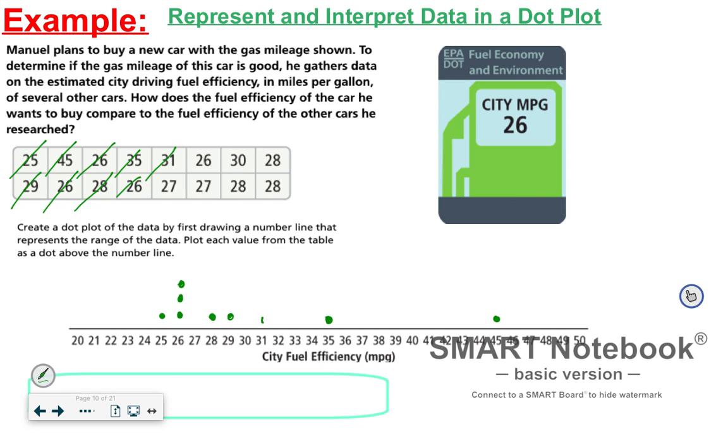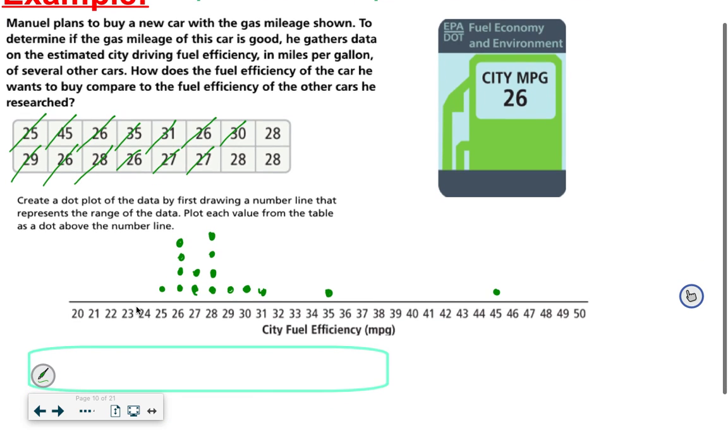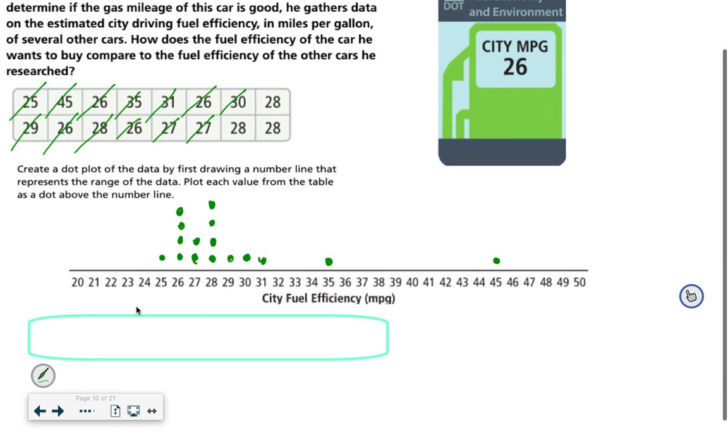Then 31. Next is 27. There's one more 26. 27. 30. 28, 28, and 28. So this is the dot plot which describes the number of cars by their miles per gallon.